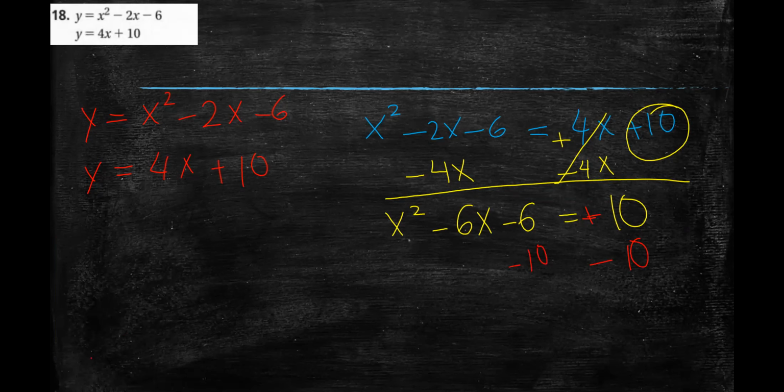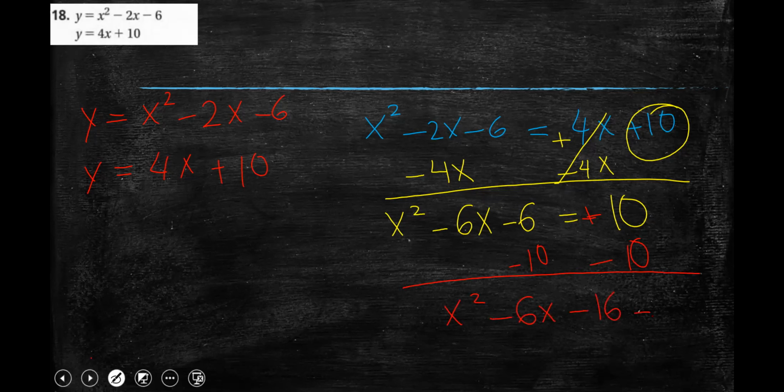I mean, x squared minus 6x minus. Yes, now made it. So let's move the positive 10 now to the other side by subtracting 10. So you will have x squared minus 6x minus 16 equals 0. Is it clear? Yes, miss.